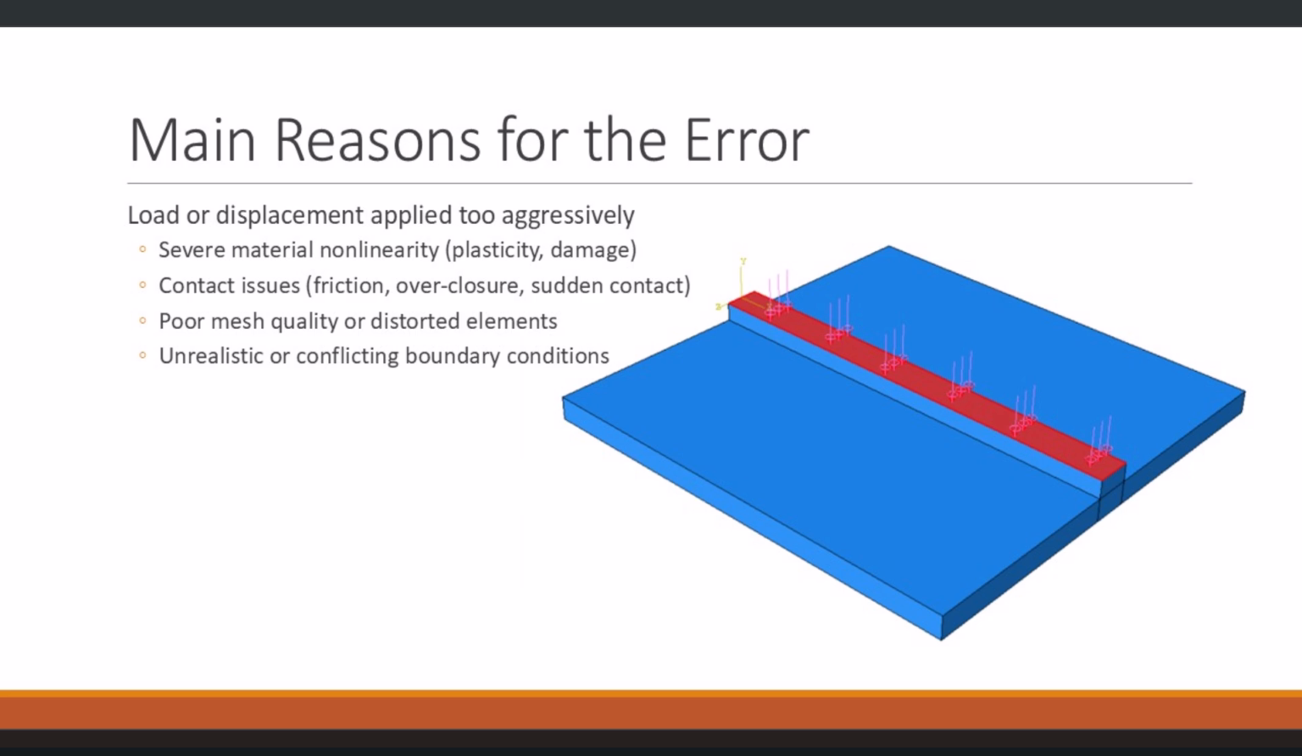In practice, this error almost always comes from one of these reasons. Number 1, the load or displacement applied too aggressively. This is one of the number 1 causes, and by solving this, you can solve the "too many attempts" error. If you apply a large force or a large displacement or whatever it is, or a steep amplitude, Abaqus is forced to jump too far in one increment, even if the total load is reasonable. How fast you apply it matters.